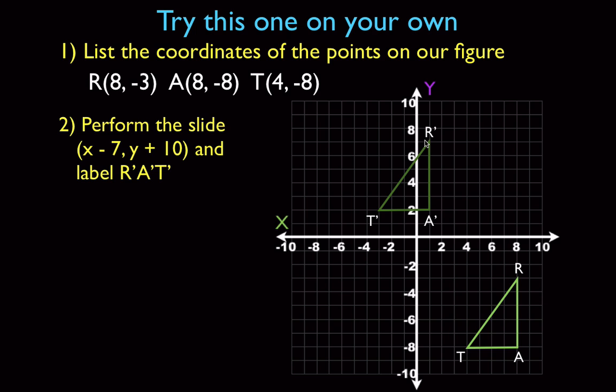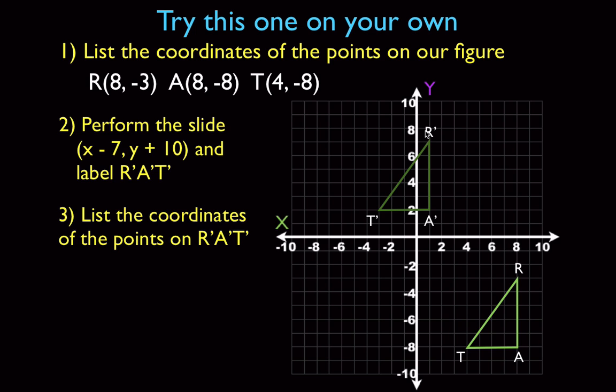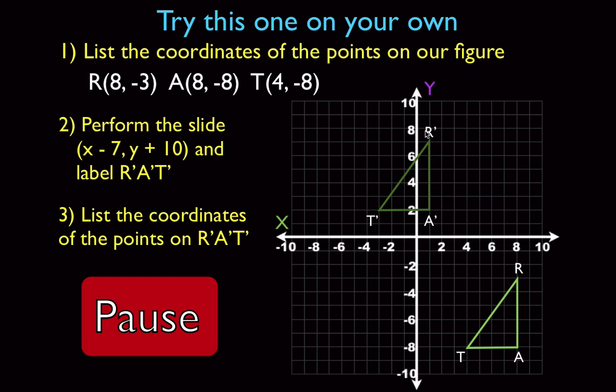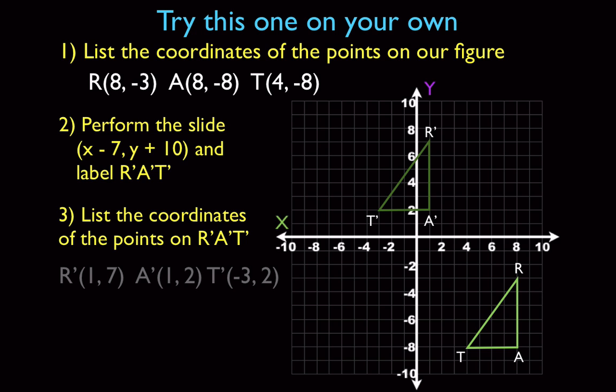But I still feel like the easiest thing to do here is to simply figure out the coordinates of the R prime, A prime, and T prime by subtracting 7 and adding 10 and simply plotting your points on the paper. So go ahead and write those 3 points, verify that you did in fact subtract 7 from each of the x's, add 10 to each of the y's, and hit play when you're ready. Alright, so hopefully you noticed we went from 8 to 1, which is subtracting 7, and from negative 3 to 7, which is adding 10. So of course we did follow the pattern.